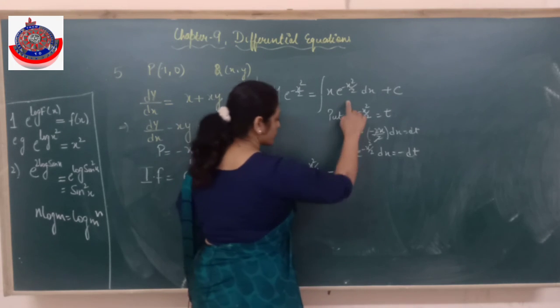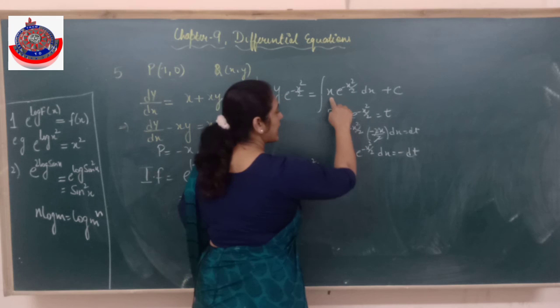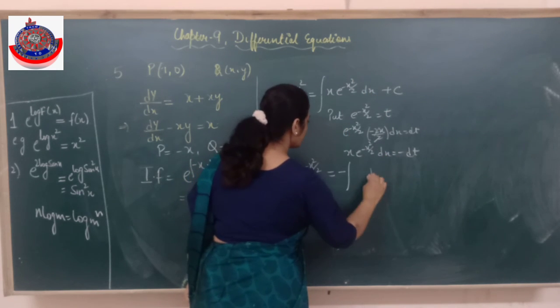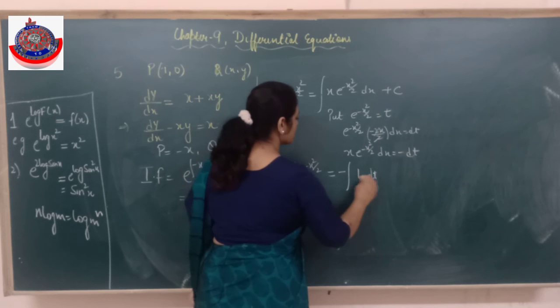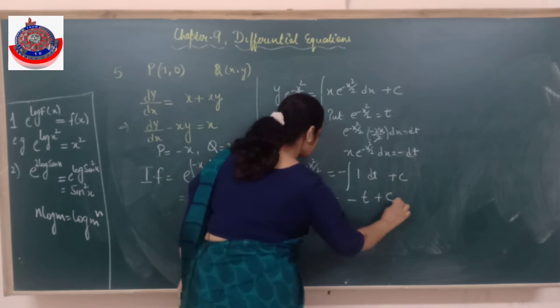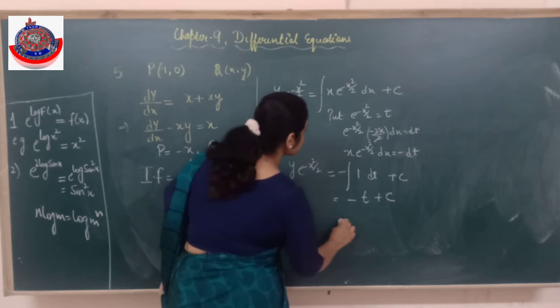You know. So it will be minus dt. X e raised to power minus x squared by 2 dx is minus dt. Nothing left. That will be 1. Integrate 1 dt. Put the value of t.